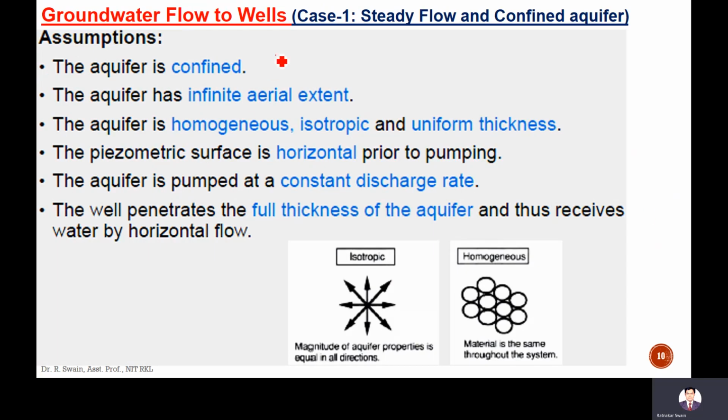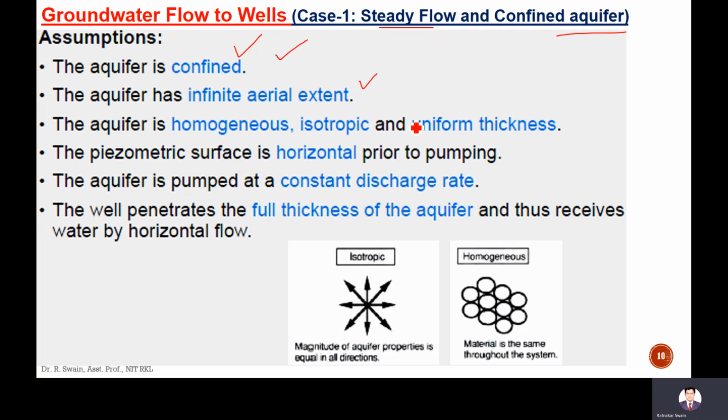These are the basic assumptions taken when the analysis is carried out. The aquifer is confined. The aquifer has infinite areal extent, so there will be no resistance to this areal extent, meaning there will be no blocking. The aquifer is homogeneous, isotropic, and of uniform thickness.